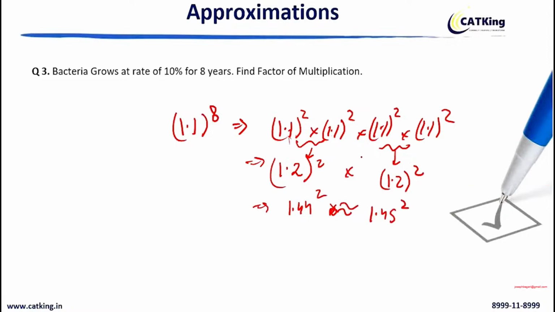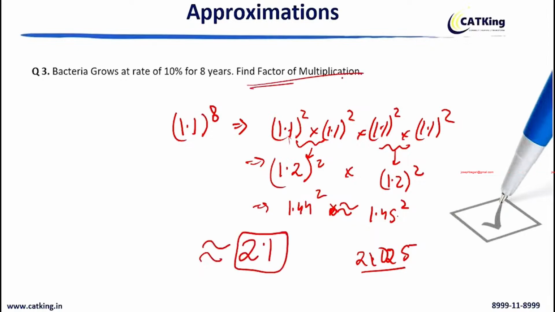Why am I approximating, guys? Because ending in 5 is easy to calculate. What is 5 square? 25. What is 14 into 15? 210. So your answer is 2.1025, or my approximate answer is 2.1. So what is the factor of multiplication? The factor of multiplication is 2.1. I hope this is clear to you. Let's move to the next question.